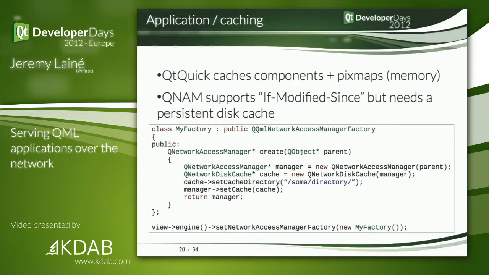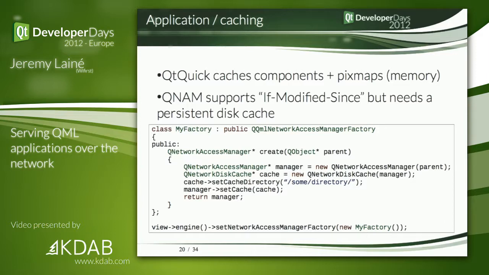I mentioned caching. QtQuick has an in-memory cache for the components, and also for pixmaps, but this is not persistent. It's just in memory. So when your button component is instantiated, whether it's once or a million times, QtQuick has a cache of this, and it's not going to be re-requesting your component or even regenerating code.